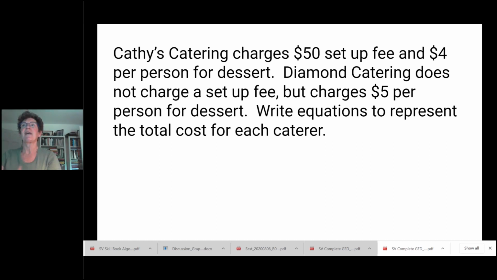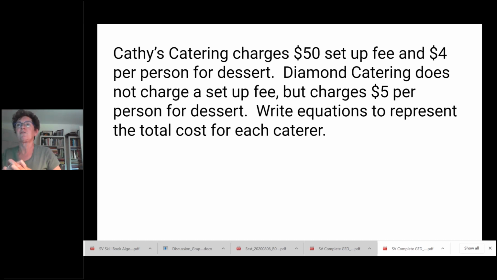Let's look at what happens with Diamond Catering. Diamond Catering is in the room. They have everything set up. The servers are there. The food is there. I don't owe them anything yet. My first person comes, I give them $5. My second person comes, I give them another $5. Now I've paid them $10. The third person comes, I give them another $5.